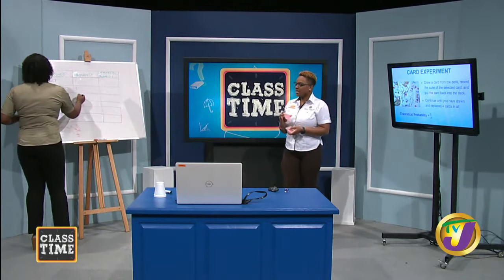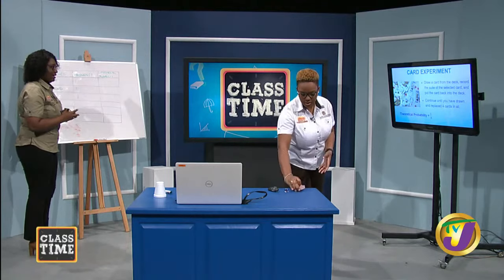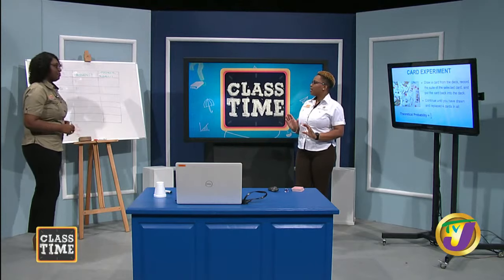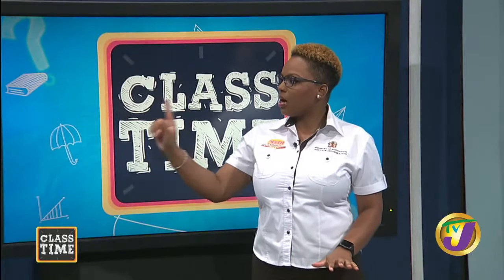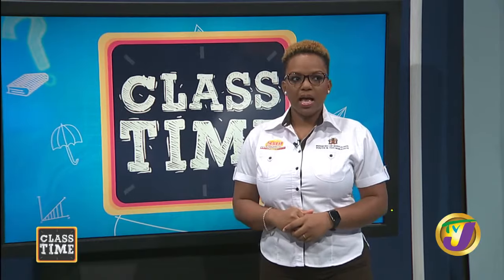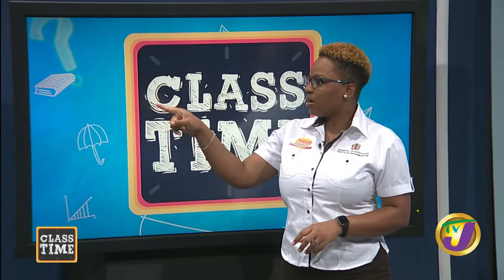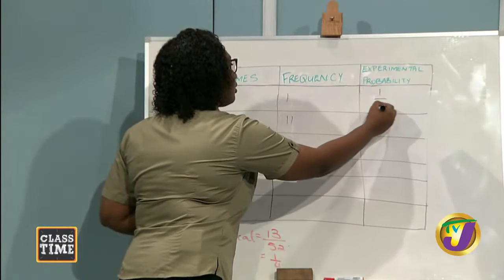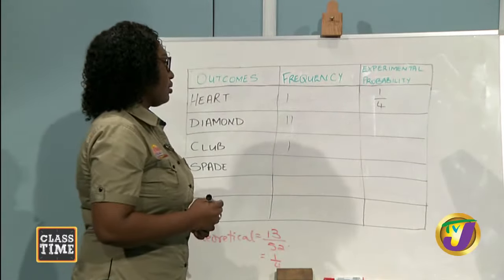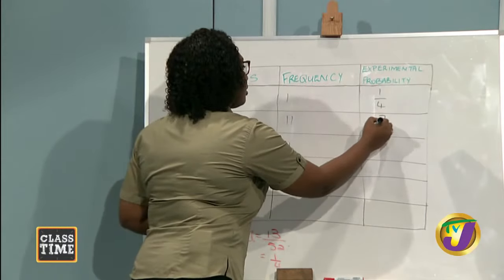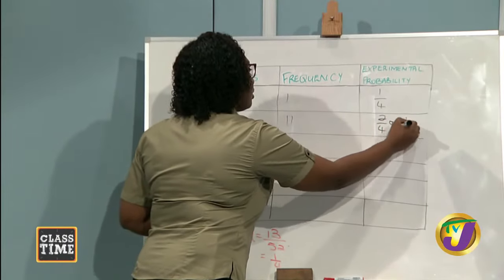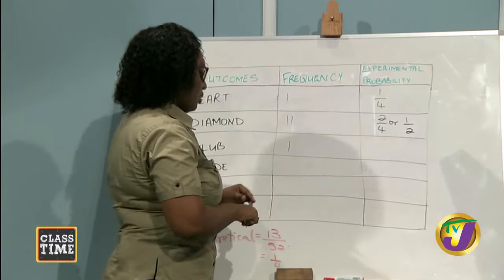All right. Okay. So let's see what our experimental probability is. So we had 4 draws, and based on the recording on the board, I'm seeing here where we have heart to be 1/4. Diamond to be 2/4. And we can simplify that to 1/2. And then we have clubs 1/4.